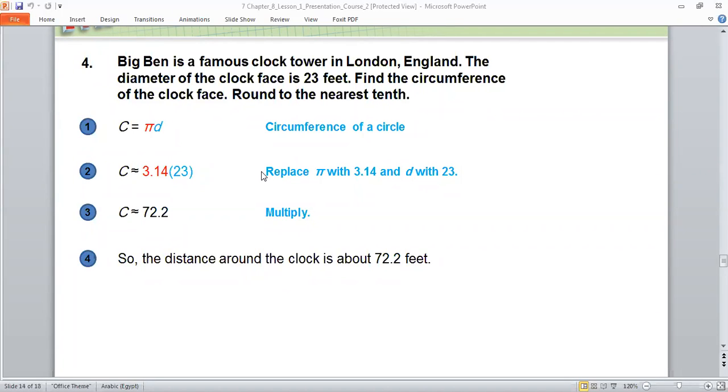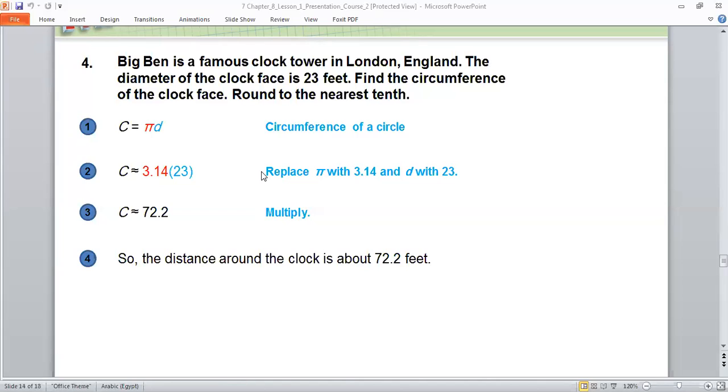So I will multiply 2 times 22 over 7 times 3.5. I will multiply 2 times 3.5, and it would be 7. So 22 over 7 times 7. 22 over 7 means 22 sevenths, times 7, gives me 22. So the answer for the circumference is equal to 22. Okay? So the solution of number 6 is 22.